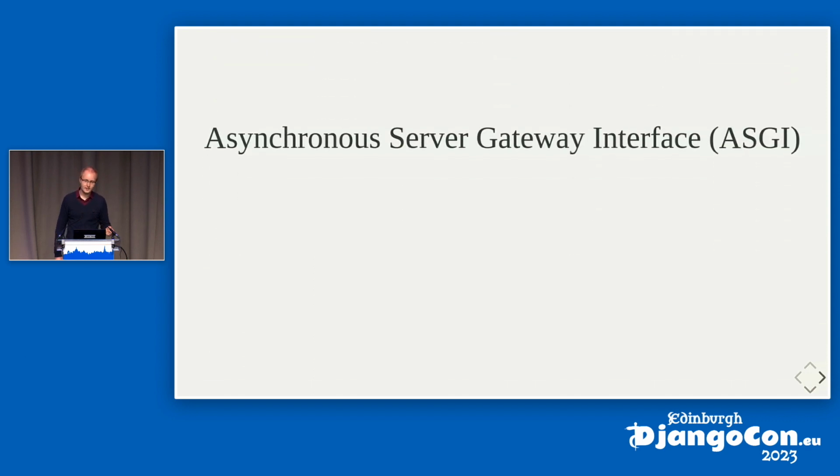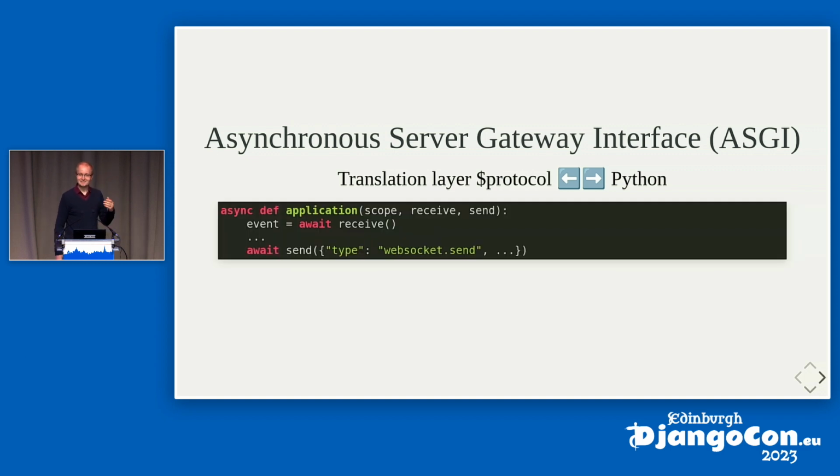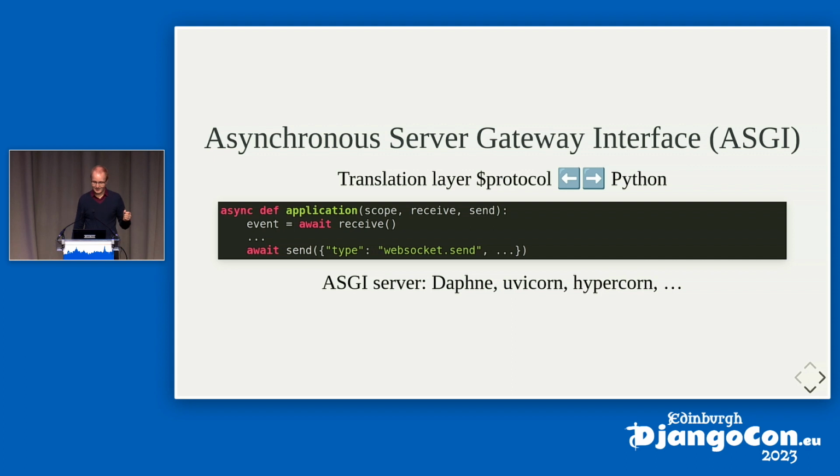In contrast, the Asynchronous Server Gateway Interface is a translation layer for more or less arbitrary protocols to Python. It's a weird feeling talking about it with the creator sitting in the front row. Hi. It's basically also the definition of a function signature that I'm not going to go into in detail. And there are different ASGI servers out there by now, Daphne, Uvicorn, Hypercorn, and so on.